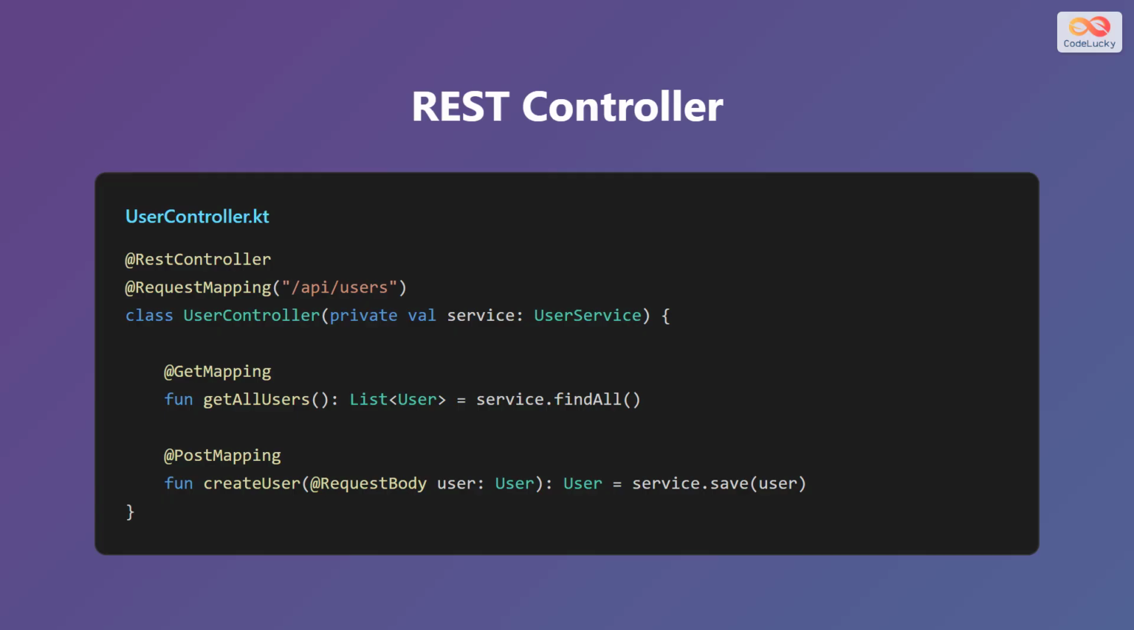The controller uses constructor-based dependency injection to receive a UserService instance, declared as a private val property. We define 2 endpoints. The first is annotated with @GetMapping to handle GET requests and returns a list of all users by calling service.findAll. The second is annotated with @PostMapping to handle POST requests, accepts a User object from the request body using @RequestBody annotation, and returns the saved user by calling service.save. Notice how concise Kotlin single expression functions are compared to Java.